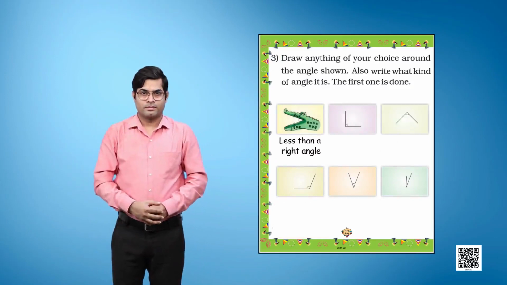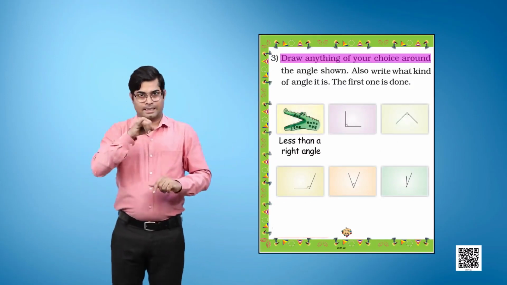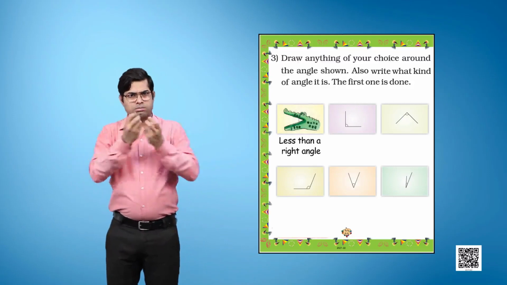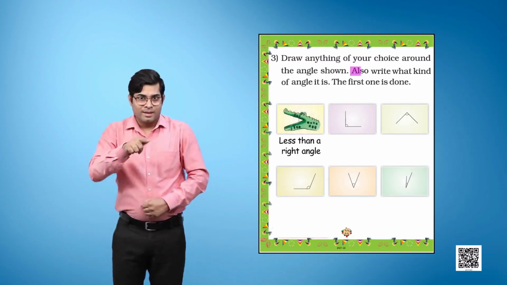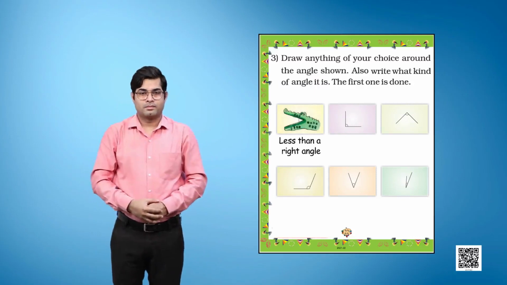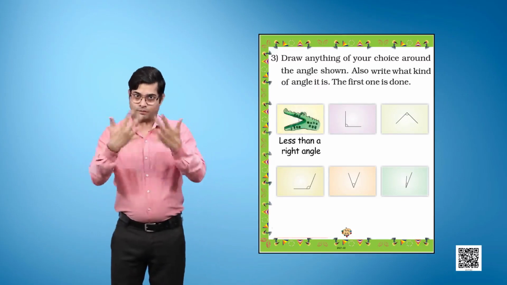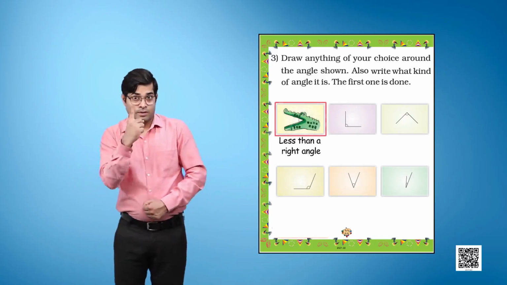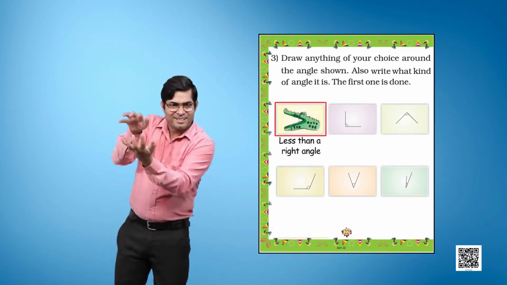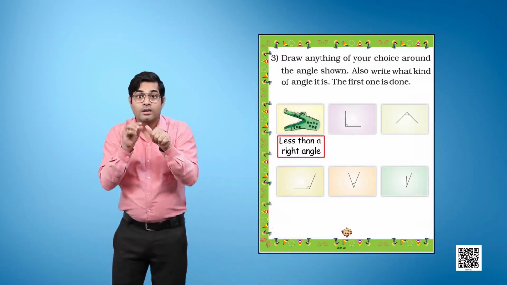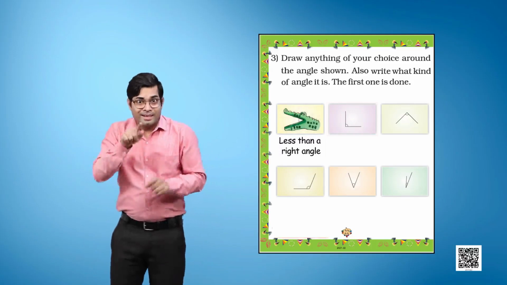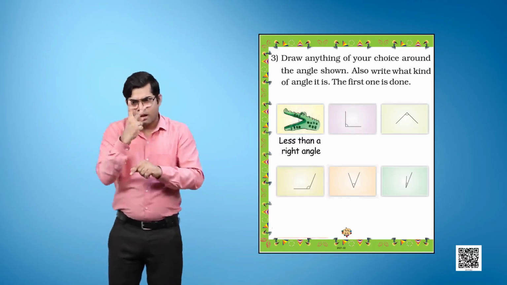3. Draw anything of your choice around the angle shown. Also write what kind of angle it is. The first one is done. The first one is the picture of a crocodile with its mouth wide open, and the correct answer is mentioned below the picture, less than a right angle. Observe the other pictures and give your answers accordingly.